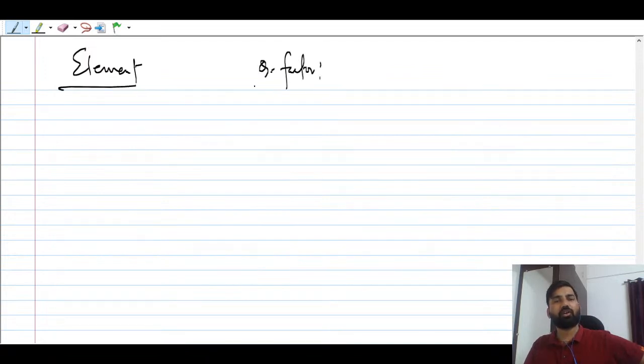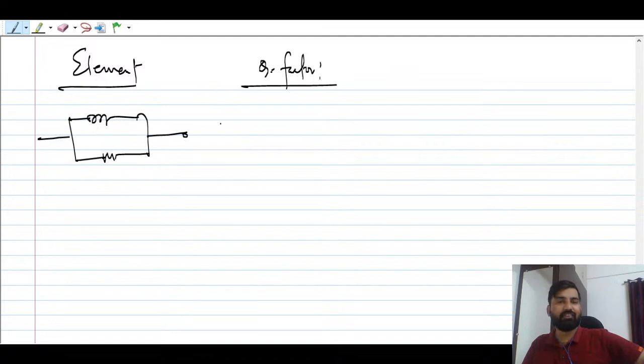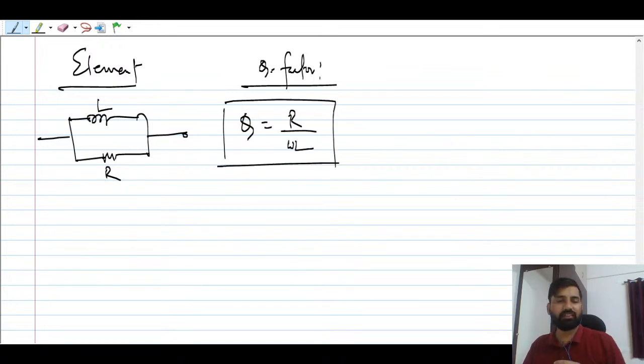Now I'm going to talk about the parallel combination. So I'm just going to connect L and R. For series connection, that was omega L by R. For parallel connection, you just take the reciprocal of that. It will be R by omega L. I think this is clear. If R and L are connected in parallel, you take the reciprocal of the series Q factor.